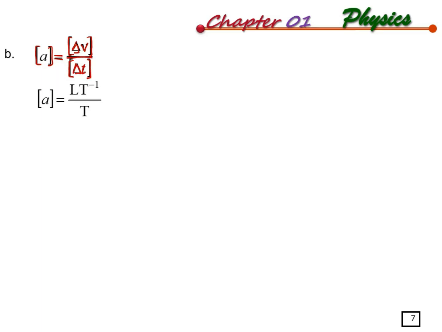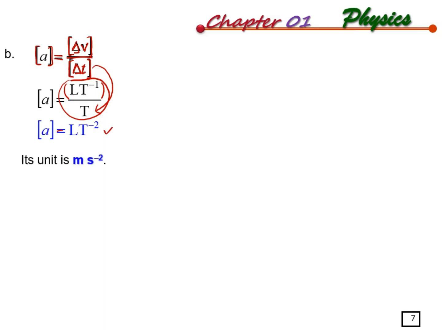Okay, so in question A, we already did the dimension of the V. So we just put the answer here. So the dimension of the V is L per T, and then the delta t is time taken, so the symbol of this dimension is capital T. So we combine this, it becomes dimension of A is L per T square.